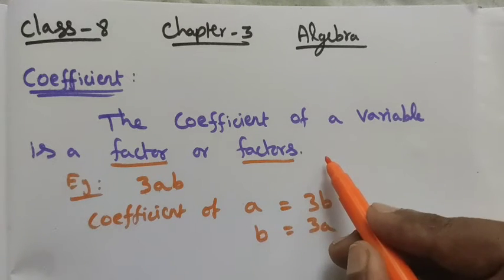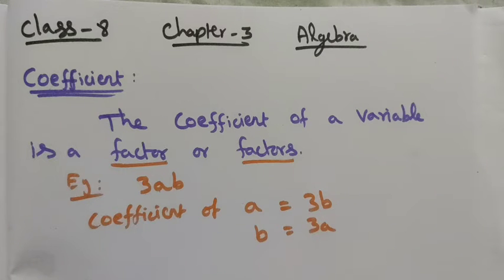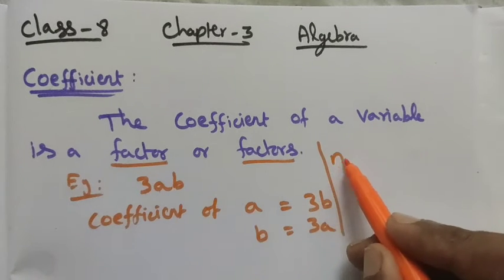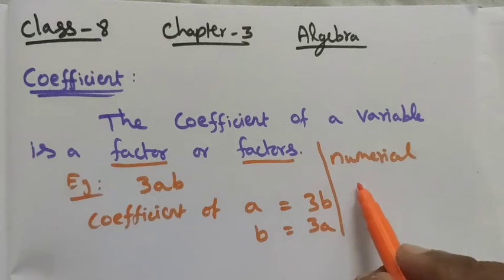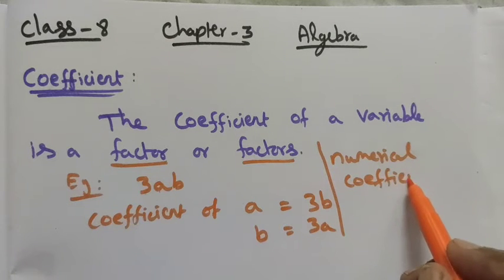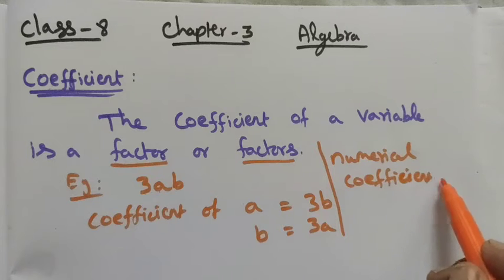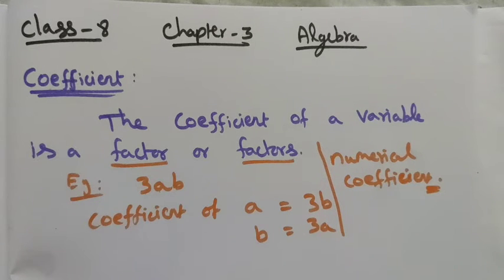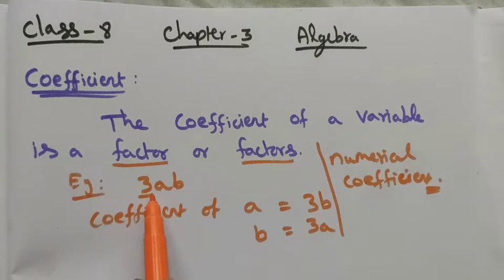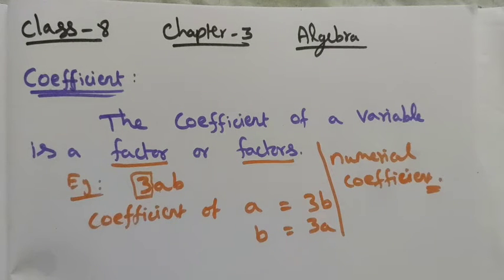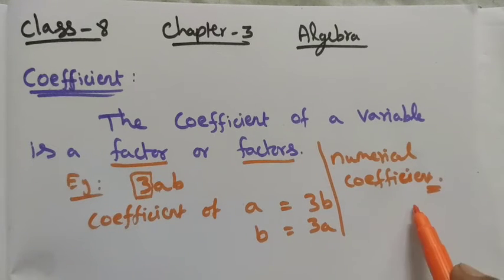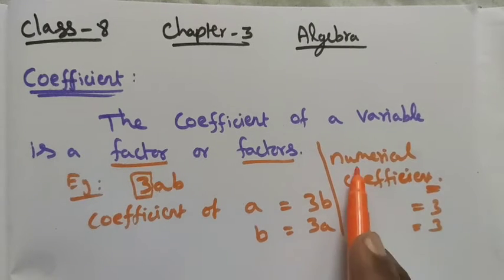For another term, numerical coefficient. Numerical coefficient means we have to choose only the constant term, only the numbers. The coefficient of a means we have to take 3, and the coefficient of b means we have to take only 3. That is the numerical coefficient, not the variable.